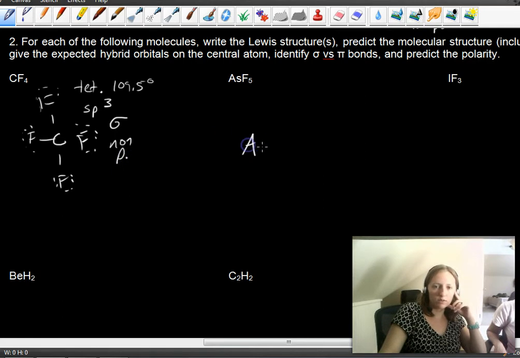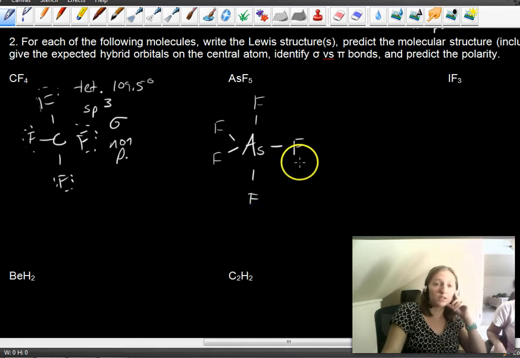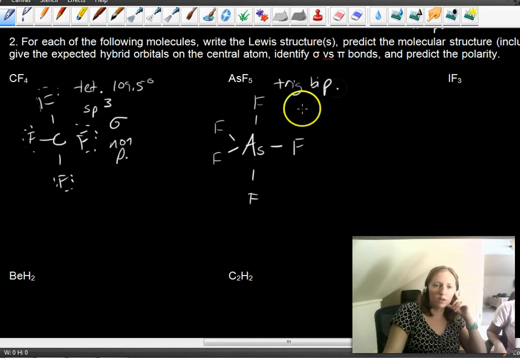And here we've got this one. That's arsenic. It's got 5. So fluorine. I'm not drawing the lone pairs on fluorines. They've all got 3 lone pairs. So that's going to be trigonal bipyramidal. The angles are 120s and 90s. The hybridization is DSP3. They are all sigma bonds, and it is nonpolar.